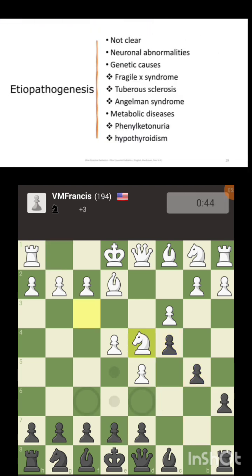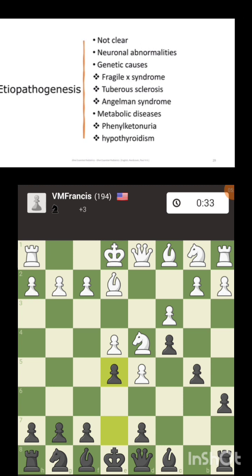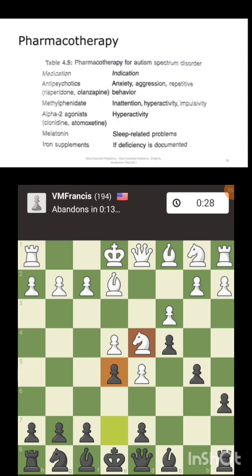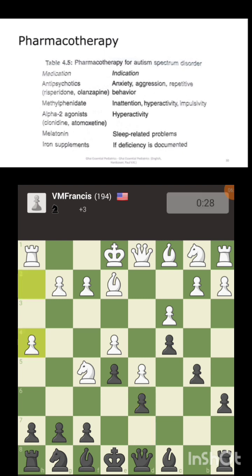Causes are not exactly clear, like neuronal abnormalities are seen, genetic causes are there, fragile X syndrome, tuberous sclerosis, Angelman syndrome, metabolic diseases, phenylketonuria, hypothyroidism. All these cause autism spectrum disorder. So pharmacotherapy, first you have antipsychotics, which work for anxiety, aggression, repetitive behavior. Methylphenidate, which is for inattention, hyperactivity, impulsivity, alpha 2 agonist for hyperactivity, melatonin for sleep related problems, and iron if deficiency is seen.